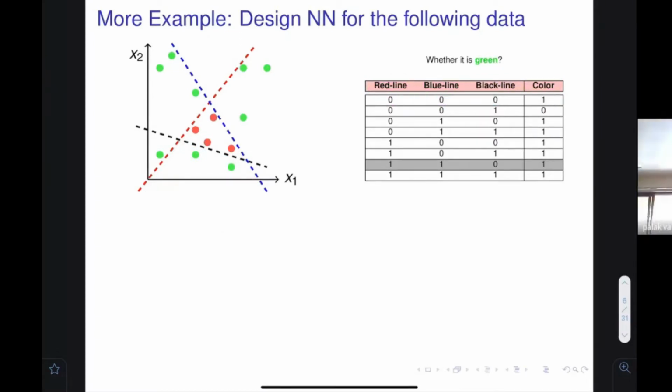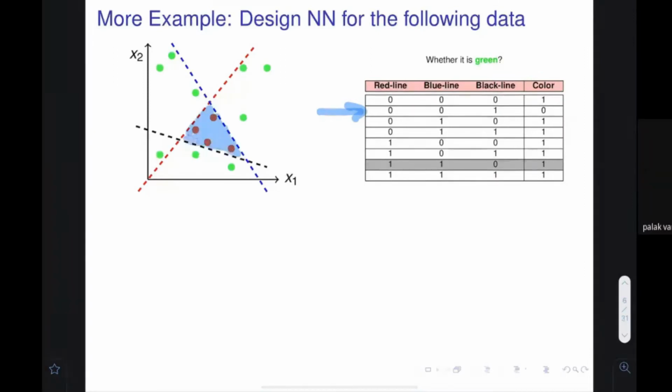Okay, makes sense. So if you understand this, let me go again and try to find out the second line. The second line says: below the red line, below the blue line, but above the black line. So I think this is the area. And here, what is the color? The color is 0. Make sense? 0 means the next category, red. Okay. So this makes sense.